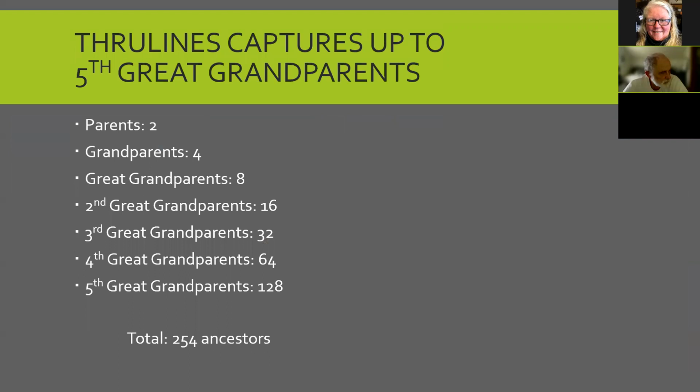Through Lines captures up through about 5th great-grandparents. So you have, of course, 2 parents, 4 grandparents, and so on. Most of us have at least 32 unique 3rd great-grandparents. Some of us have 64 unique 4th great-grandparents if we don't have pedigree collapse. But basically what we're looking at is a total of about 250 ancestors that are populating Through Lines.